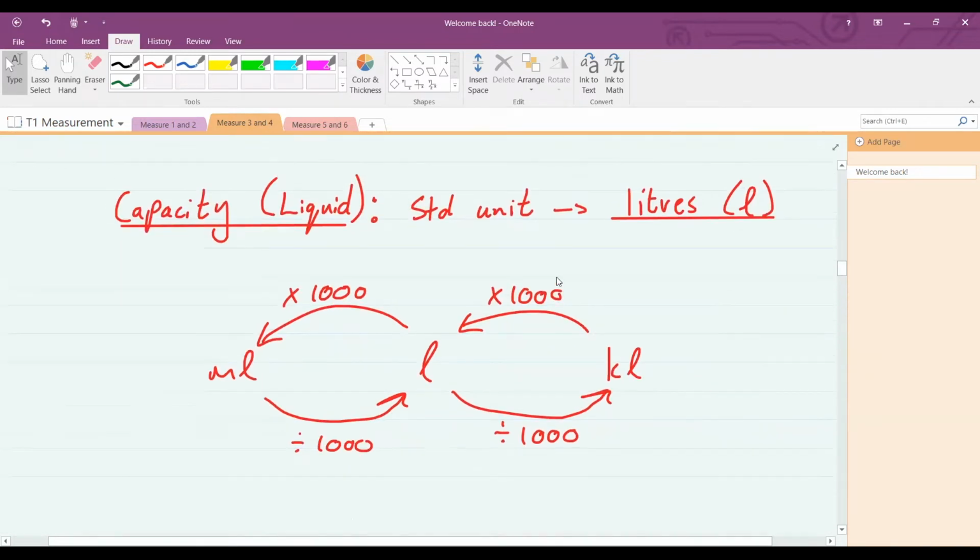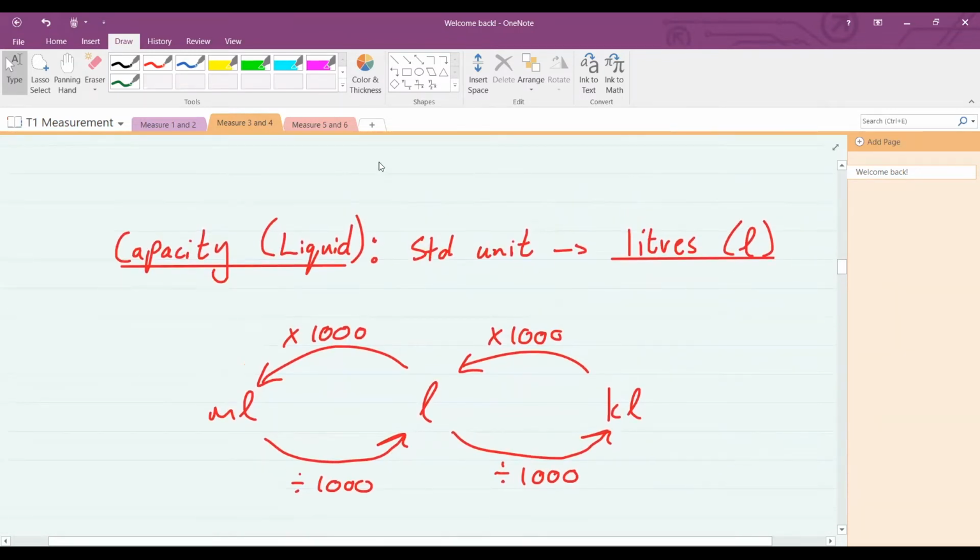We had a very brief look at capacity. Okay, now capacity is if you have a container, like an ice cream container, if you fill it with liquid, how much liquid is in there? So the standard unit is liters. Okay, so capacity is fluid liquid. Okay, so there are only 3 units in capacity that we talk about. There are liters, milliliters, and kiloliters.